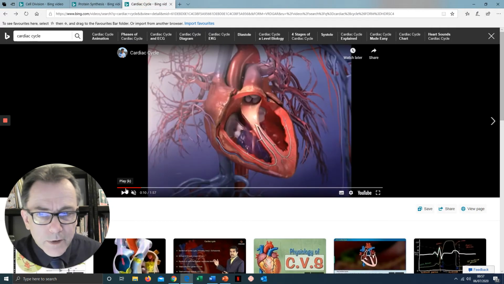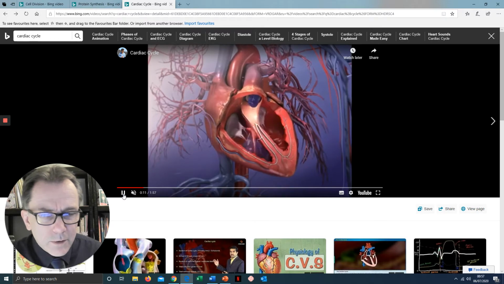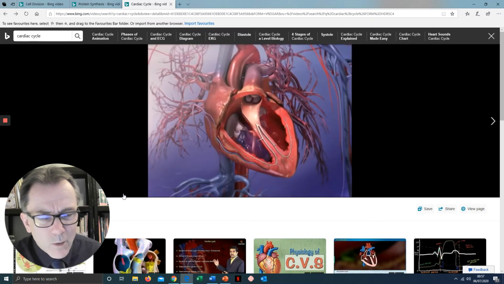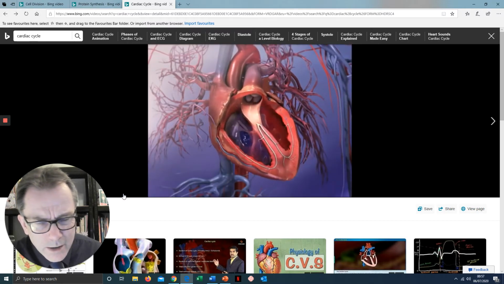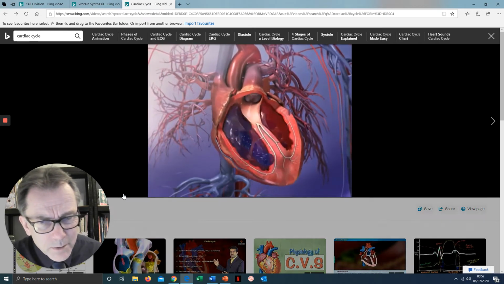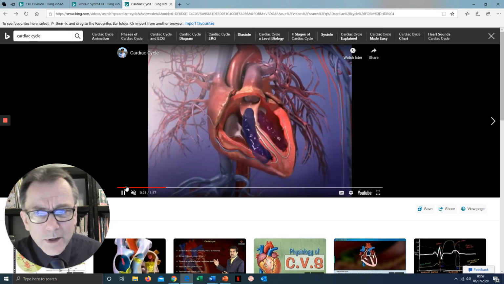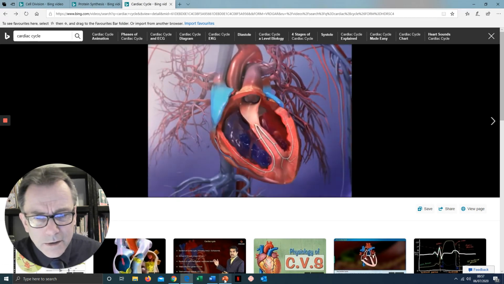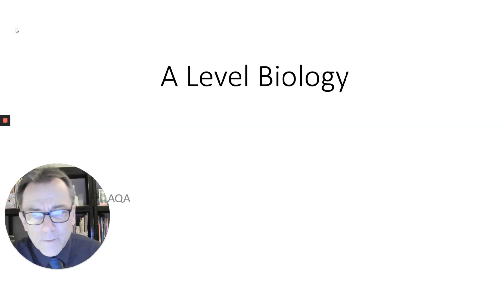At the same time, we have a little look at the cardiac cycle. What's going on inside your heart when it beats? Why does it beat at that rate? Can you speed the rate up? Can you slow the rate down? Is it possible to change what's happening? What is happening altogether? All these things will hopefully be explained during A-level biology lessons.